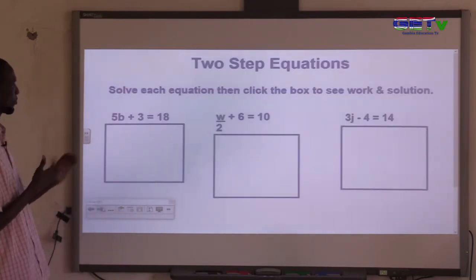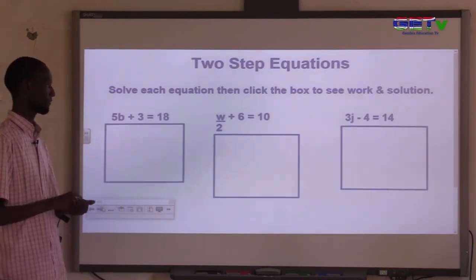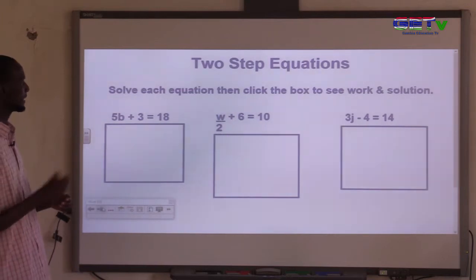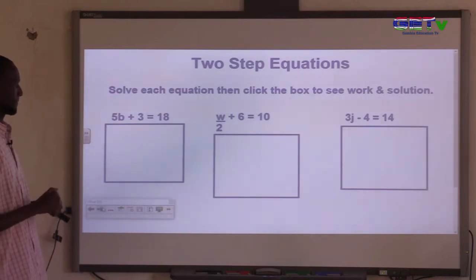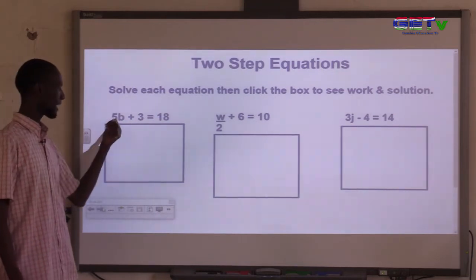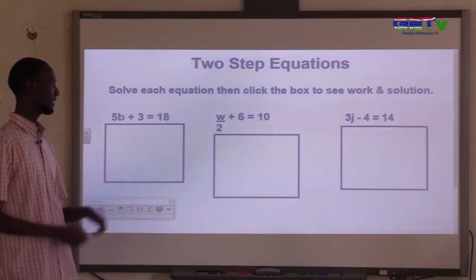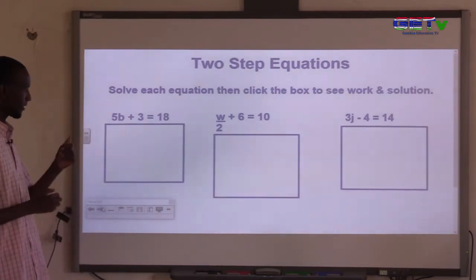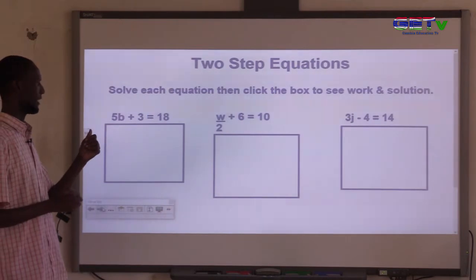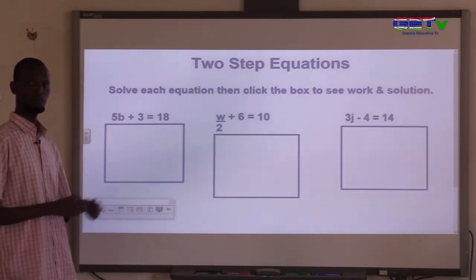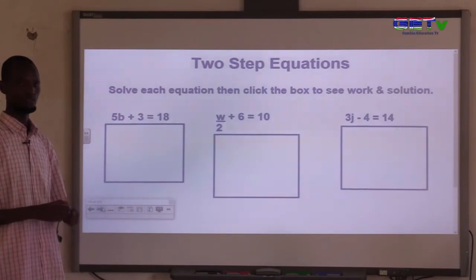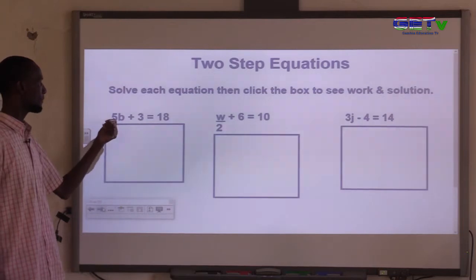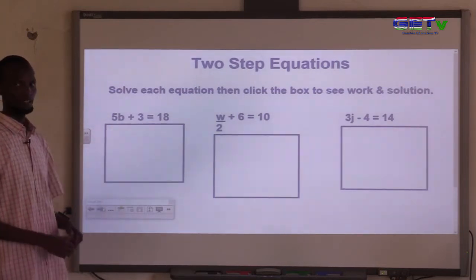Let's try to go through this together. We have about 3 questions here. Let's see if we can solve each one of them. The first one is 5b plus 3 is equal to 18. Now remember, all we are still trying to do is to isolate the variable on one side of the equation. Now look at the side where the variable is. We have 5b plus 3.